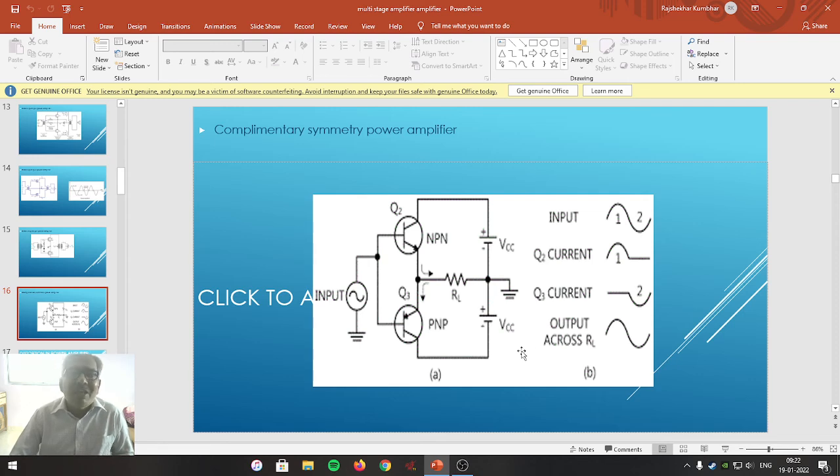Friends, it is the type of power amplifier which is used in many systems, especially to drive the speaker, to drive the headphone. Also, it is used in operational amplifiers as a last stage to deliver the maximum power in integrated circuits. So, wherever more power is required to drive the load, in all these places the complementary symmetry circuit is widely used.